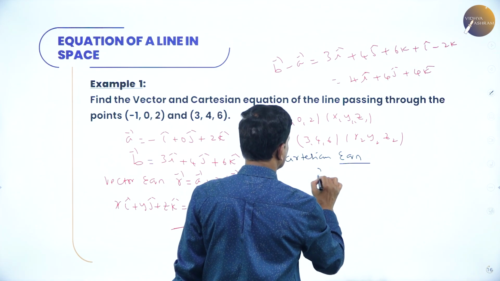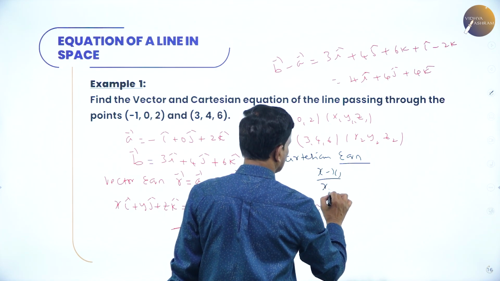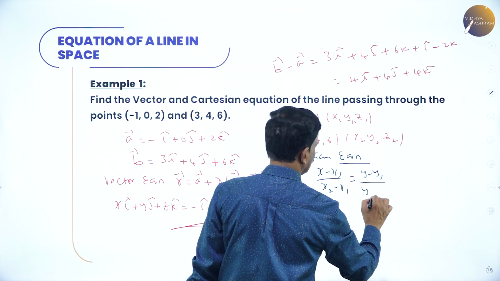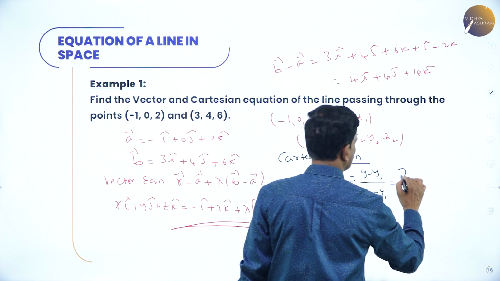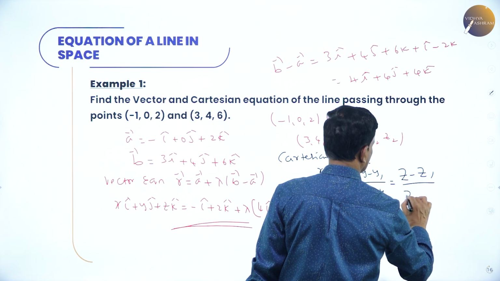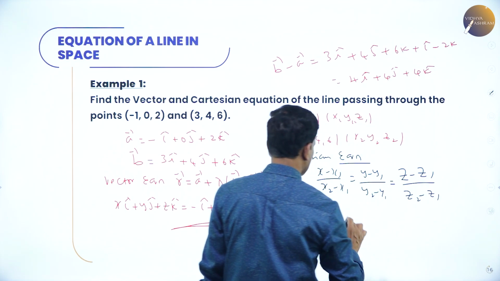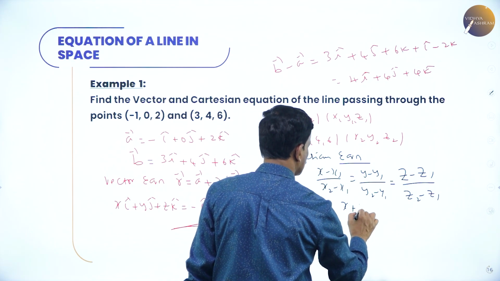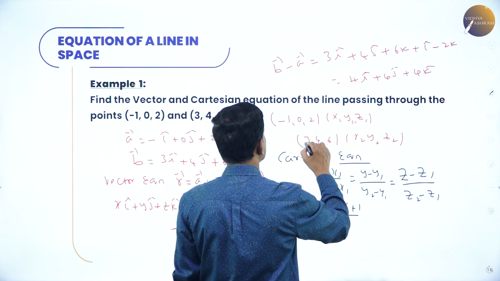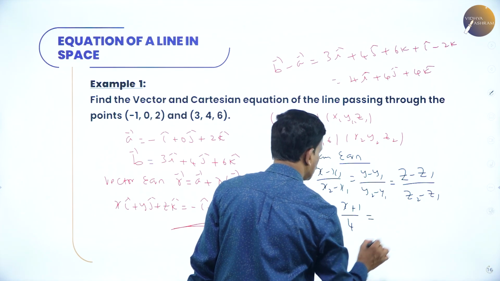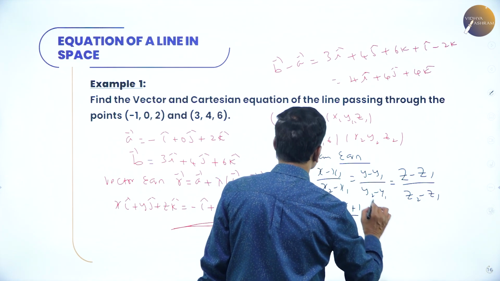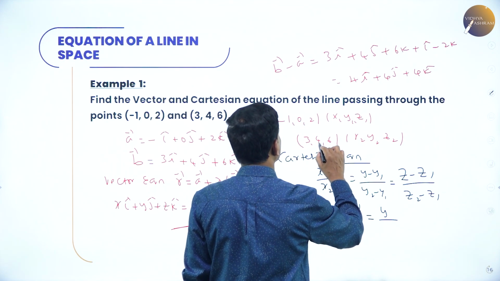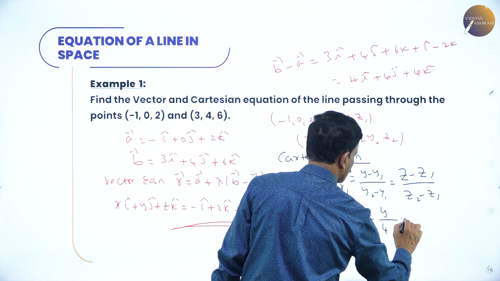The Cartesian equation is (x − x1)/(x2 − x1) = (y − y1)/(y2 − y1) = (z − z1)/(z2 − z1). x minus, what is x1? x1 is minus 1, so x plus 1 divided by 3 minus minus 1, which is 4. Then y minus y1, where y1 is 0, divided by y2 minus y1, 4 minus 0, which is 4.